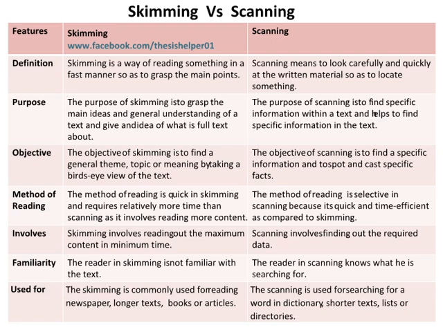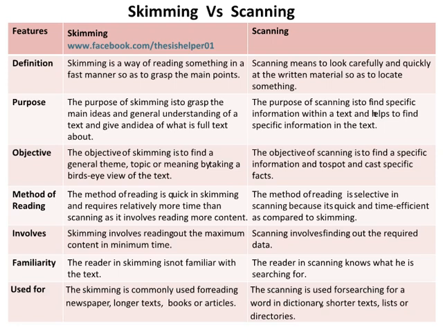The method of reading is quick in skimming and requires relatively more time than scanning as it involves reading more content. Whereas, the method of reading is selective in scanning because it's quick and time efficient as compared to skimming. Skimming involves reading out the maximum content in minimum time. Whereas, scanning involves finding out the required data. The reader in skimming is not familiar with the text. Whereas, the reader in scanning knows what he is searching for.